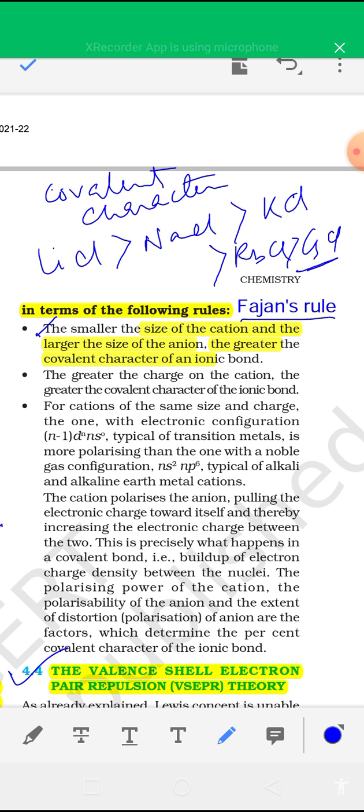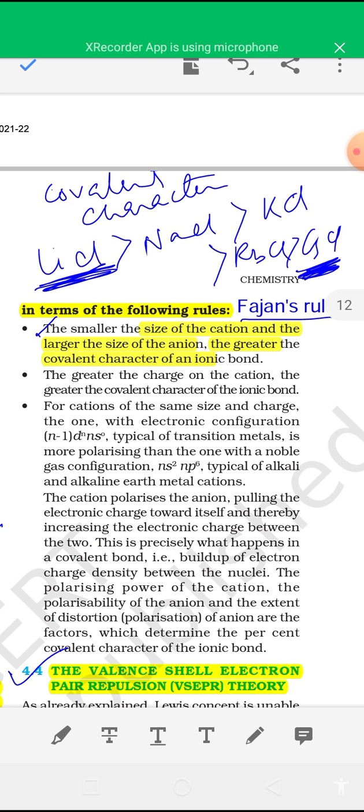So cesium chloride has much more ionic character and a very small amount of covalent character, but lithium chloride has a measurable amount of covalent character. And that is why the melting point and boiling point of lithium chloride are much less than NaCl and KCl, because it has a measurable amount of covalent character.